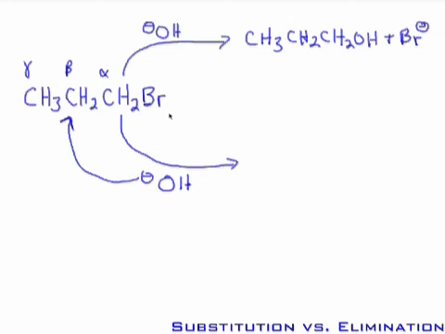Because of this, the elimination is often called beta dehydrohalogenation. The hydroxide pulls off a proton, becoming H2O. You get a pi bond forming and the bromine leaves. OH minus is acting as a base in this reaction. Again, you get Br minus, and the proton added to the hydroxide gives you a molecule of H2O.